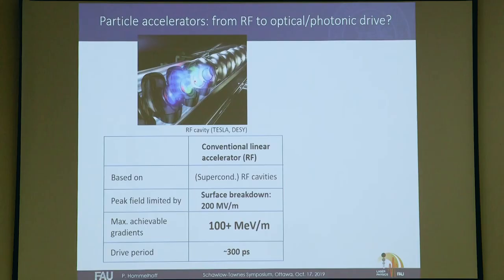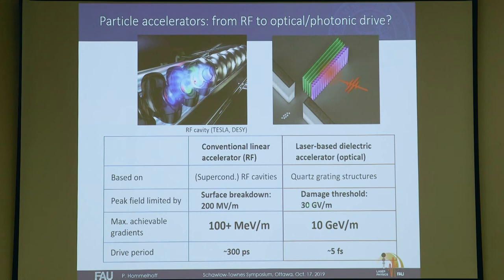How come the acceleration gradient is limited to something like 30 or 100 megavolts per meter? That is because of surface breakdown. The microwave cavities here that are used in these accelerators can only withstand surface fields of an impressive 200 million volts per meter. That's what it is. But you know that you can shoot very high power laser light through glass and you don't damage the glass. So in order to damage glass with laser light, you need to apply field strength of, well, roughly 10 gigavolts per meter, 30 gigavolts per meter.